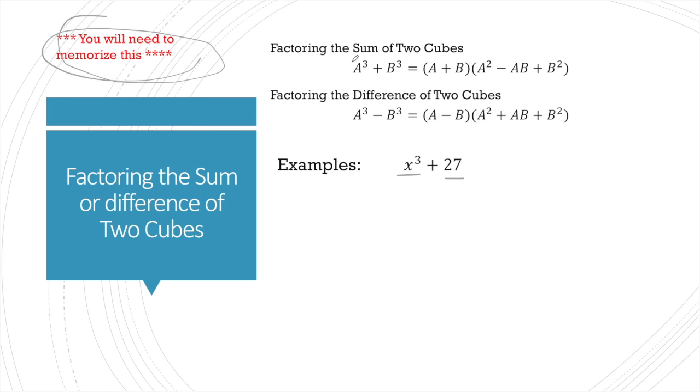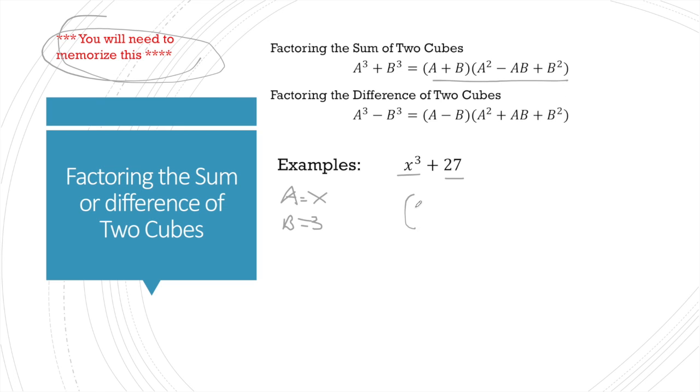So when I have the sum of two cubes, I have a cubed plus b cubed equals (a + b) times (a squared minus ab plus b squared). So it's important to identify what our a is. In this case, our a value is x. And I've got a cube plus a cube. 27 is 3 cubed. So I've got b equals 3. And then you just substitute into this equation right here.